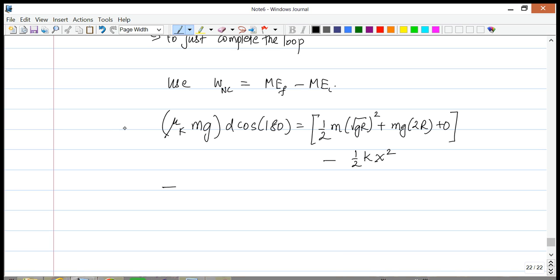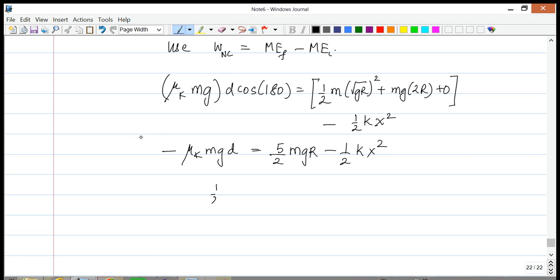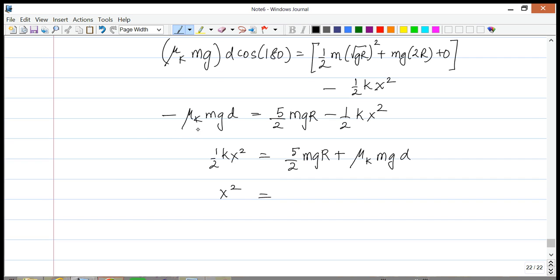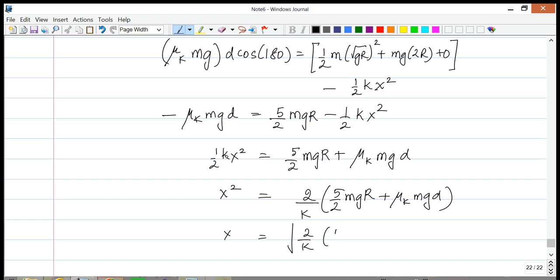So the left hand side simply becomes negative mu k mg d, and the first term on the right hand side, if you've guessed correctly, becomes 5/2 times mgr, and I have minus 1/2 k x squared. So from this I can do 1/2 k x squared equals 5/2 mgr plus mu k mg d, and now I can write x squared is equal to, you can multiply both sides by 2, so 2 times 5/2 mgr plus mu k mg d, and then also divide by k, so I get x equals square root of 2 over k times 5/2 mgr plus mu k mg d. This is the direct way of doing the problem.